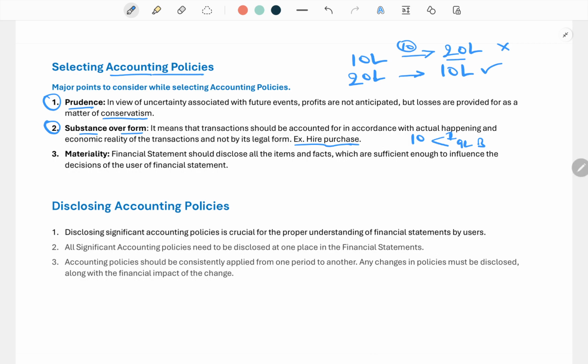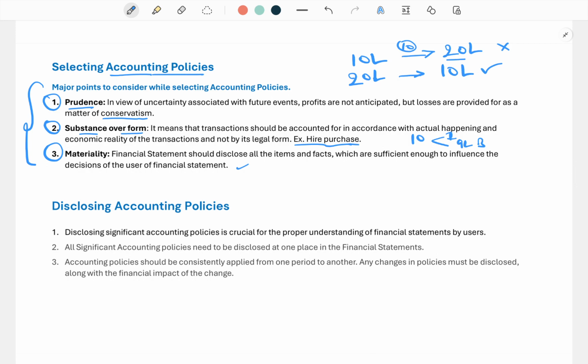Number three is materiality concept. All material facts relevant for the financial statements need to be shown. Sometimes an asset whose value is only 100 rupees, though it is an asset, it is not a very material item. So the company can choose not to show it as an asset. Instead, the company can treat it as an expense. This is called materiality. So a company should consider these three concepts while selecting an accounting policy.